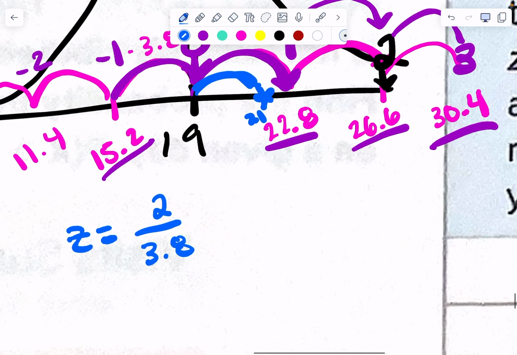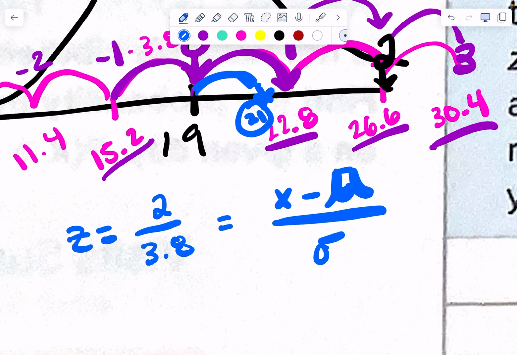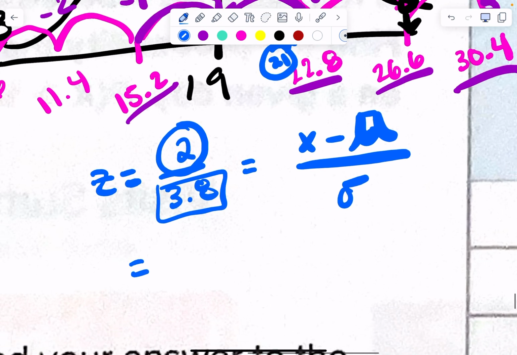So the formula is you take your x, whatever you are, and subtract the average, which we call x bar, or mu, and divide by the standard deviation. Because I am 2 above average, but my units are measured in terms of 3.8. So what is 2 divided by 3.8? What would my z-score be?